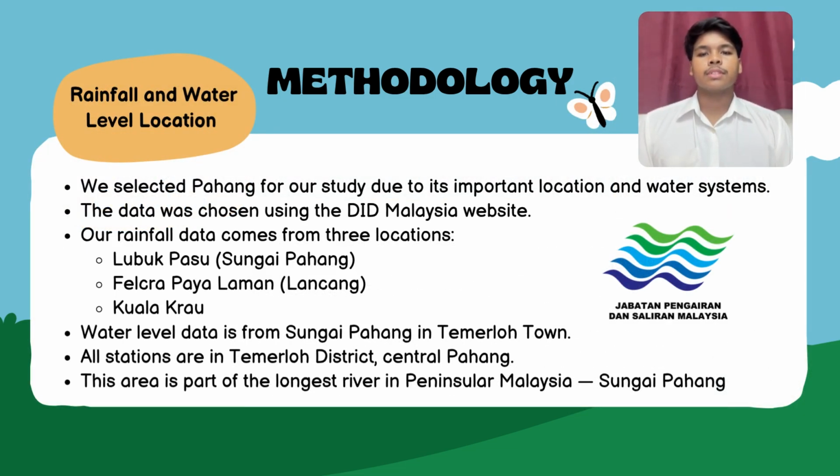Next is the rainfall and water level location. The data was chosen using iD Malaysia, which is the Department of Irrigation and Drainage. Our data comes from 3 locations: first is Lubuk Pasu in Sungai Pahang, second is Felcra Paya Laman in Lancang, and the last is Kuala Krau. The water level data is from Sungai Pahang in Temerloh town. This area is part of the longest river in Peninsular Malaysia, which is Sungai Pahang.